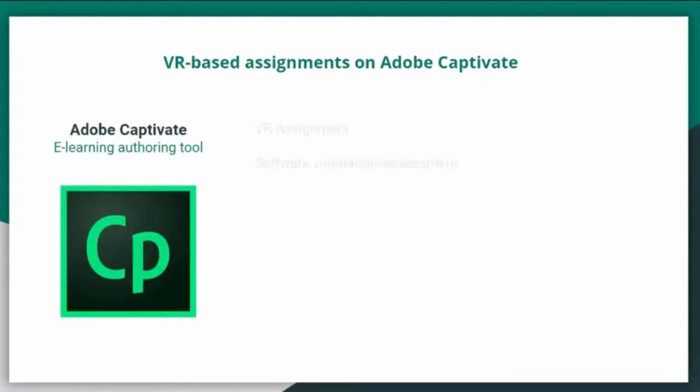So it is an e-learning authoring tool, and just like any other authoring tool, you can make video demonstrations on it, you can do screen recording on it, you can make a presentation kind of a structure, and you can insert quizzes, you can insert interactivity like how we discussed yesterday for Storyline. It's not very obvious like in Storyline, but it is quite simple. So two major things which differentiate Adobe Captivate from other tools are this ability to make VR assignments and a software simulation or assessment.